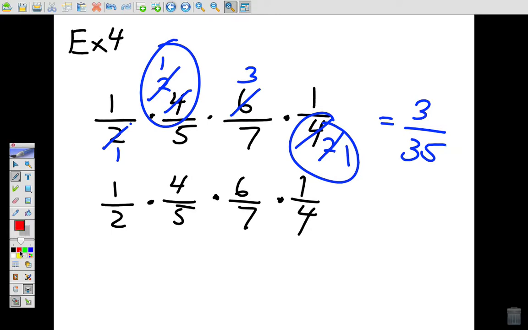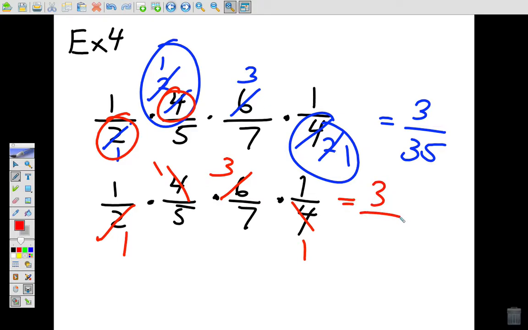Now, on the bottom one, instead of starting with a 2 and 4, I could divide both 2 and 6 by 2. And then you could divide both the 4's by 4. And looks like that is it. So multiply across, and you get the same answer of 3/35.